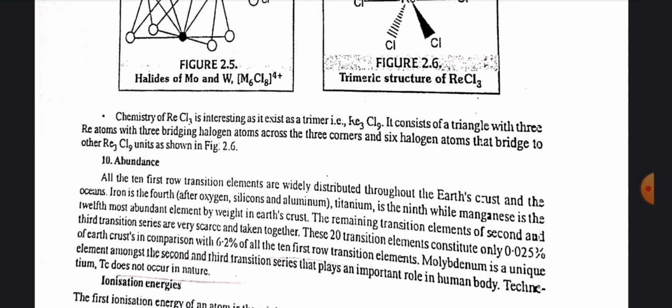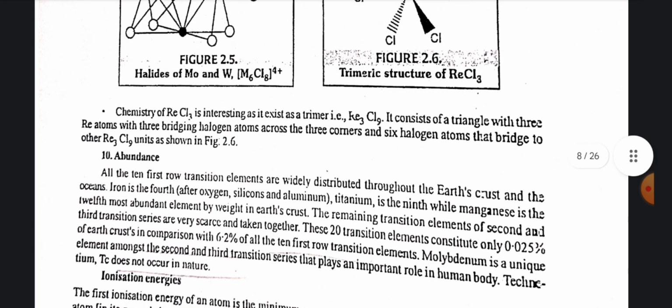The chemistry of ReCl3 is interesting as it exists as a trimer, that is Re3Cl9. It consists of a triangle of three rhenium atoms with three bridging halogen atoms across the three edges and six halogen atoms that bridge to other Re3Cl9 units as shown below.